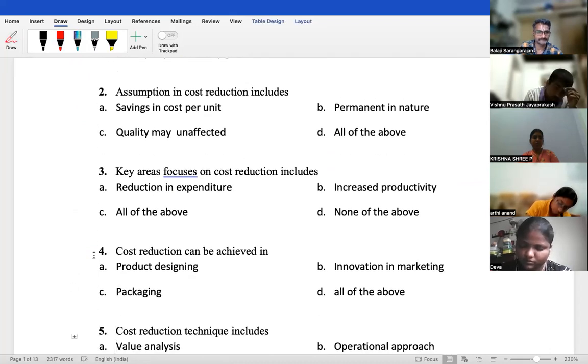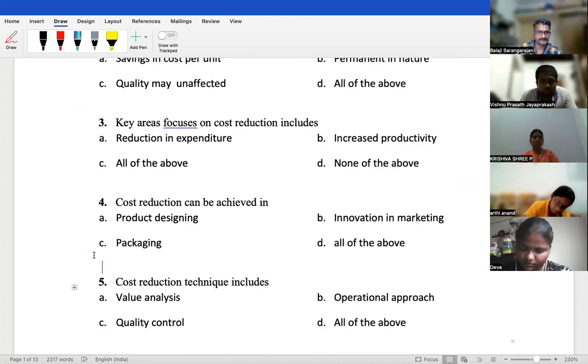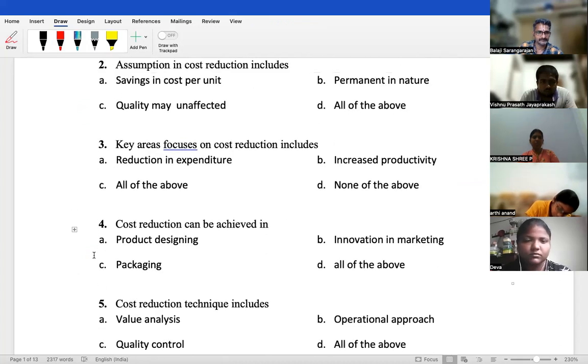Assumption in cost reduction includes option A, savings in cost per unit. B, permanent in nature. C, quality may be unaffected. D, all of the above. Savings in cost per unit is correct. Permanent savings correct. Quality unaffected correct. Therefore, all of the above. Everything forms part of cost reduction. Next.